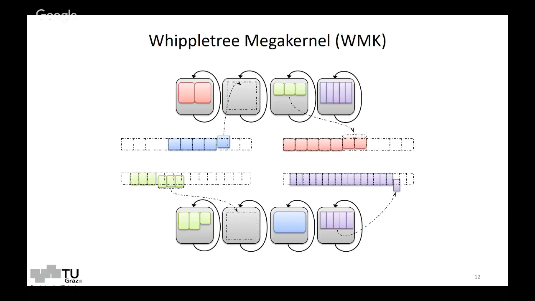We can also then dynamically generate work again. While we're executing, we can put tasks into these work queues, which will then be pulled in by another worker block for the execution.